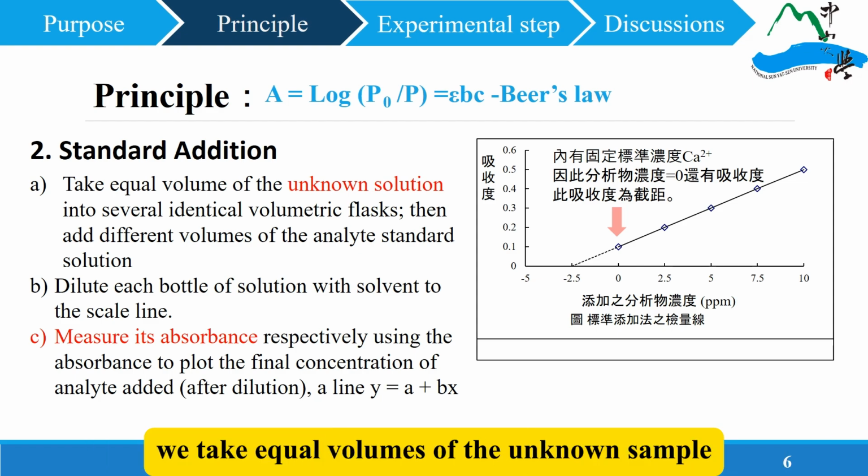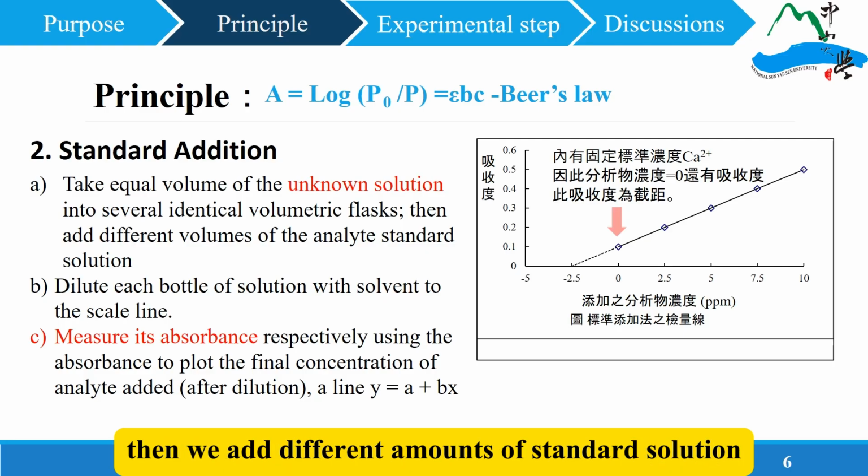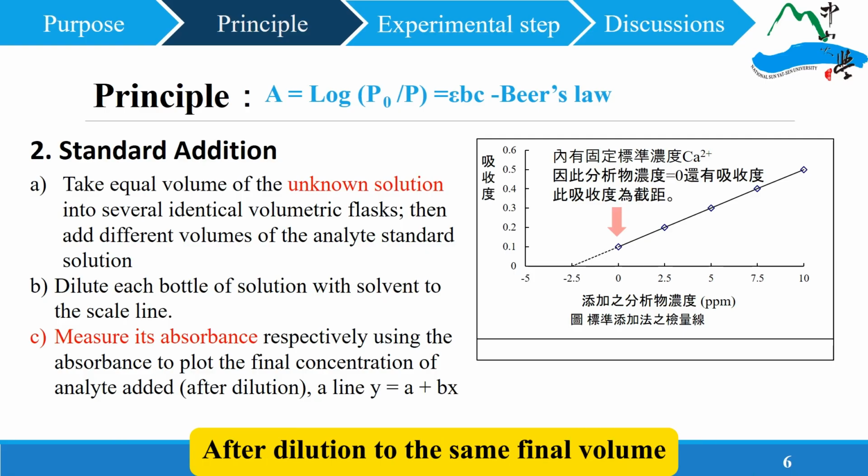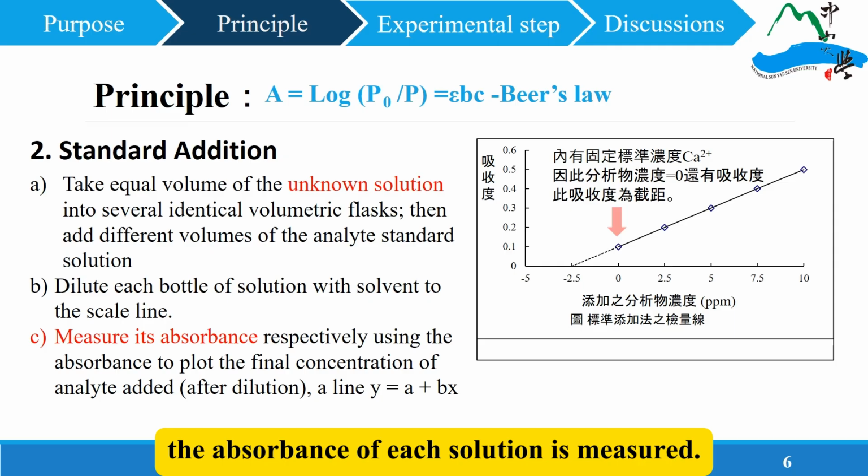The second quantitative method used is the standard addition method. In this method, we take equal volumes of the unknown sample and place them into several volumetric flasks. Then we add different amounts of standard solution containing the analyte. After dilution to the same final volume, the absorbance of each solution is measured.